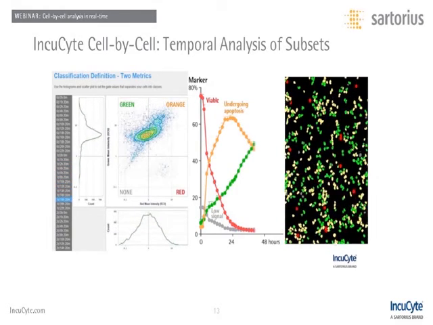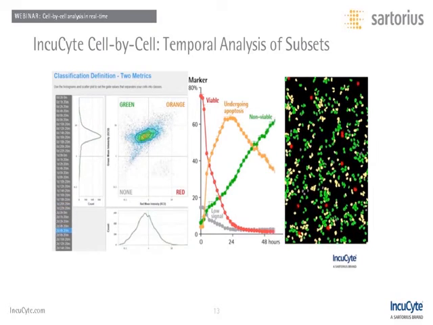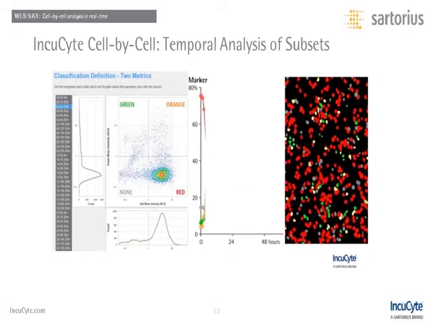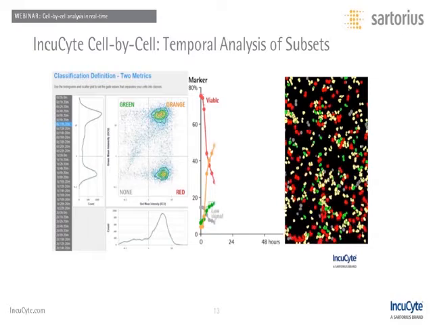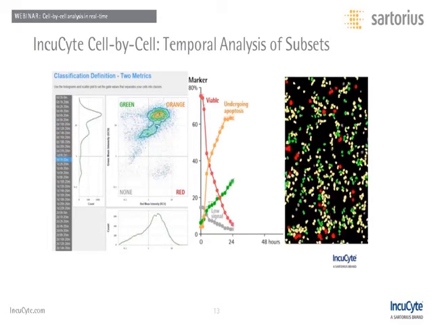From this population gating, the information can then be used to produce time courses of your data's behaviour, with the added advantage of being able to see your gating applied to the images, which you can see here on the far right. This gating or backgating feature allows you to colour-code your subsets and overlay this gating back onto the original images, so you can also observe how your subpopulations are interacting with each other.